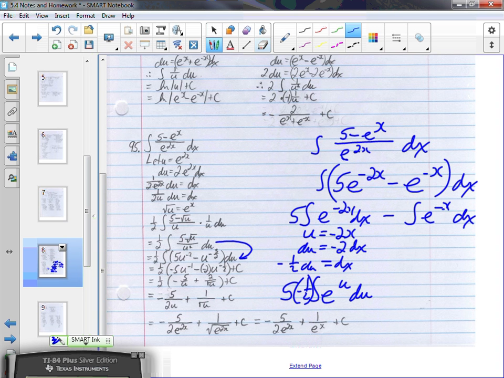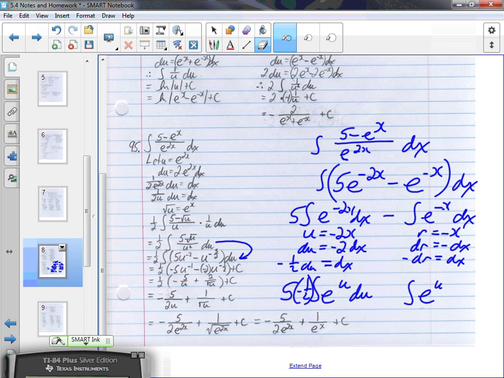Over here, I've already used the letter u, so I guess I'll use the letter, I don't know, r equal negative x. dr would be negative dx. Negative dr would be dx. So that'd be the integral of e to the r negative dr. And then I got to bring that down.